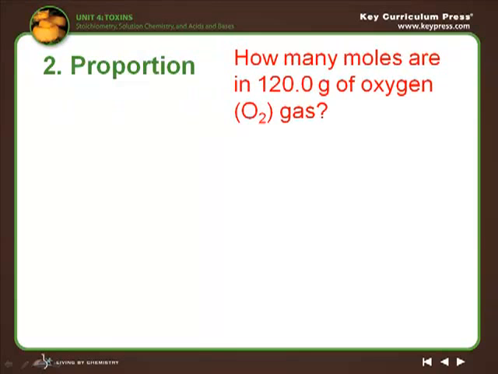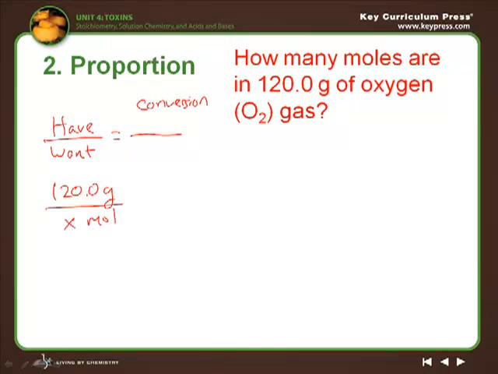Alright, if we look at this problem, many people like to use proportions. To do this, you write down what you have divided by what you want. You got 120 grams. You want to find out how many moles that is equal to. The conversion factor you use in this case is the molar mass. So we calculate that to be 32 grams in 1 mole for O2, for oxygen.